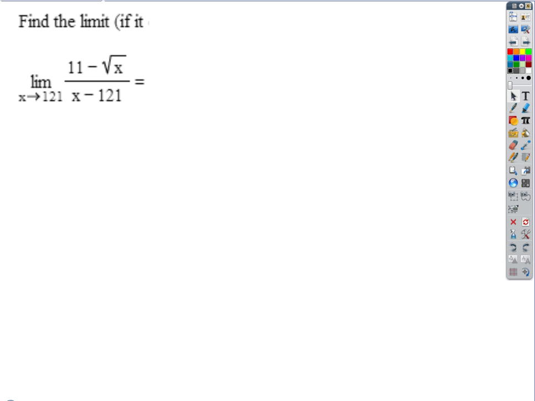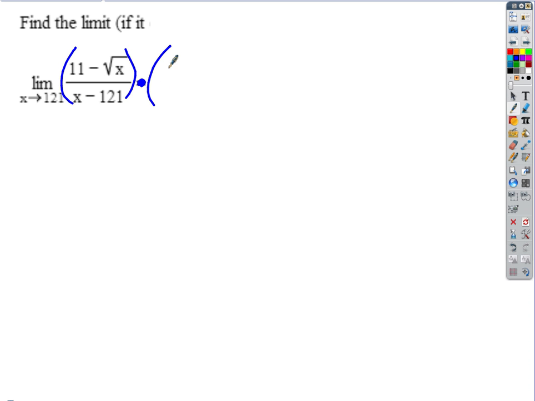What's the something going to be in this case? What do we do if we've got radicals in here like this? What's that kind of trigger? Say it again. Conjugate, good, right? We're going to multiply top and bottom by the conjugate of the factor that's got the square root in it, right? So in this case, I'll make this a dot, so that's our product symbol. And we'll multiply by 11 plus the square root of x divided by the same. Right?